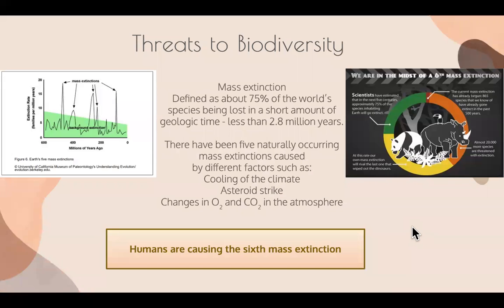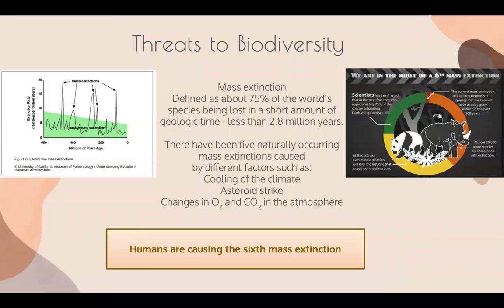So there have been 5 mass extinctions that have occurred naturally throughout geologic history. Now, first of all, a mass extinction means that 75% or more of the world's species are being lost. And this is in a short amount of time with respect to geologic time, so less than 2.8 million years.